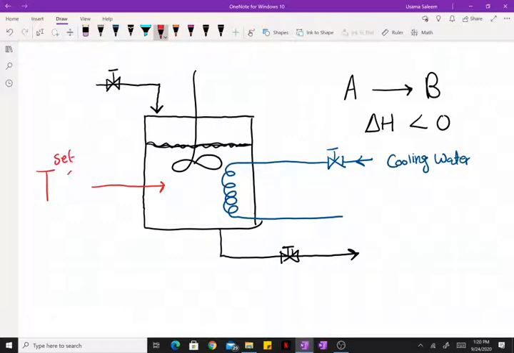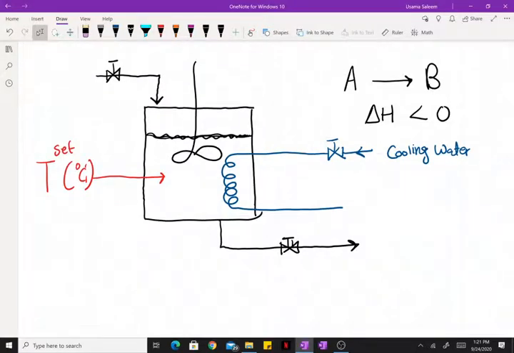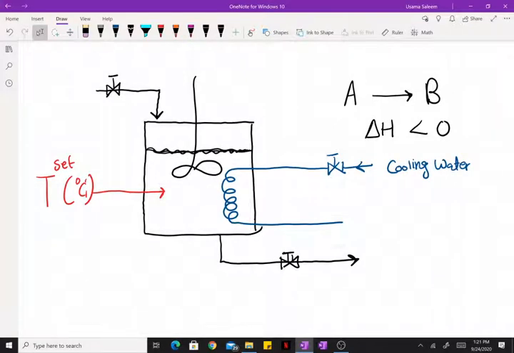set temperature. Now the set temperature could depend on the equilibrium of the reaction. It could also depend on safety. The utmost importance is going to be safety, and the next factors are going to be economic considerations, whether you can achieve a good yield and kinetics at that temperature. All right, so the temperature of this vessel is what we want to control. How do we go about doing this?